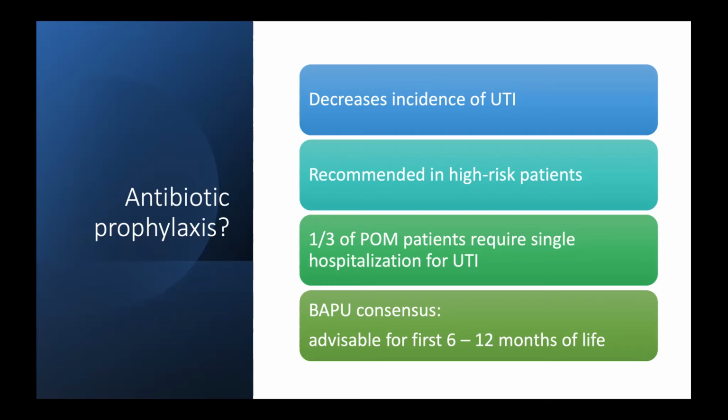One third of primary obstructive megaureter patients require a hospitalization for a UTI, and that includes those who've had some kind of decompressive procedure. And we do think that the antibiotic prophylaxis decreases the chance of that. And then, there are a couple of guidelines and consensus documents that do recommend prophylaxis for the first 6 to 12 months of life, and then stopping it after that and seeing how things are going.